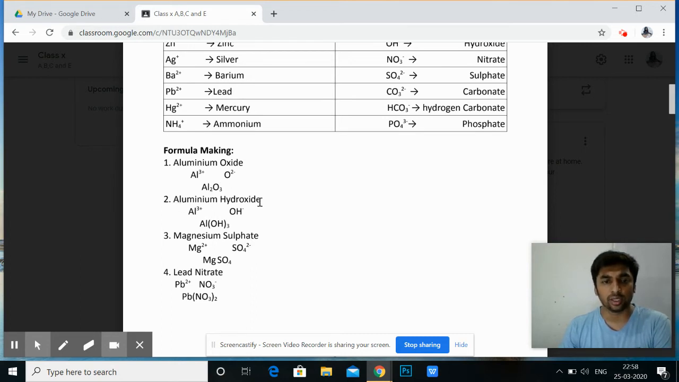In the case of aluminium hydroxide, when there are two or more atoms in a single ion, at that time we put a small bracket, and it is Al(OH)3. Similarly, magnesium sulfate: if charges are equal, they cancel each other, and finally they form MgSO4. Similarly, lead nitrate, Pb2+, NO3-. So NO3 contains one charge and Pb contains two charge, so they form Pb(NO3)2.